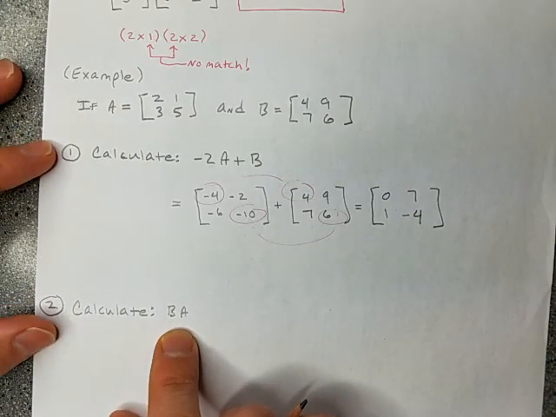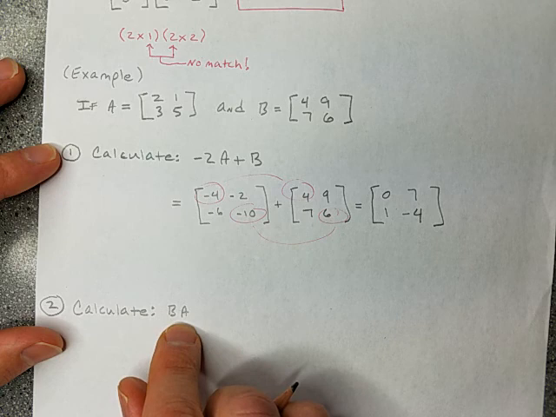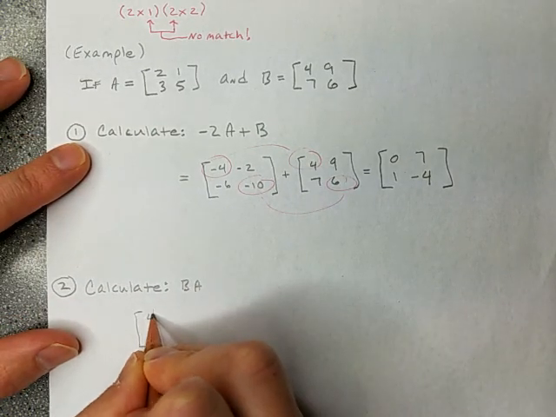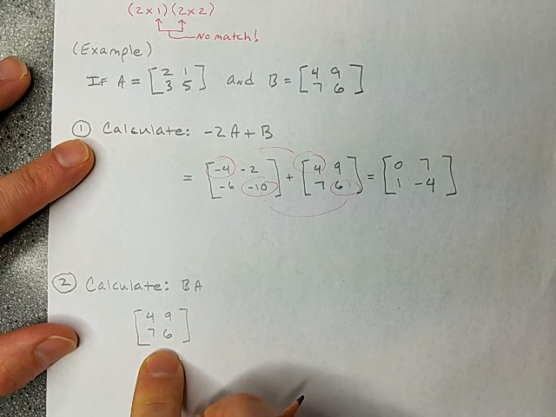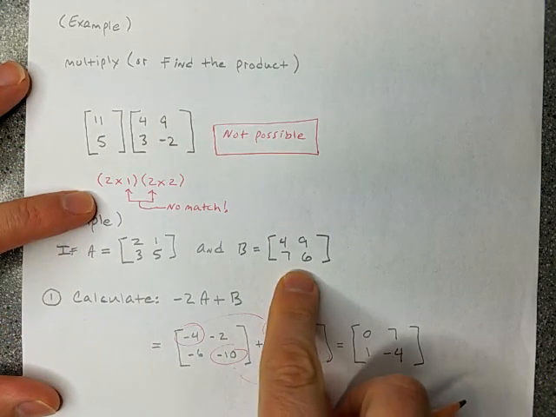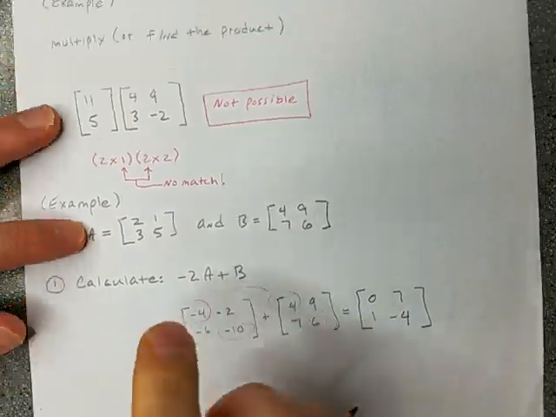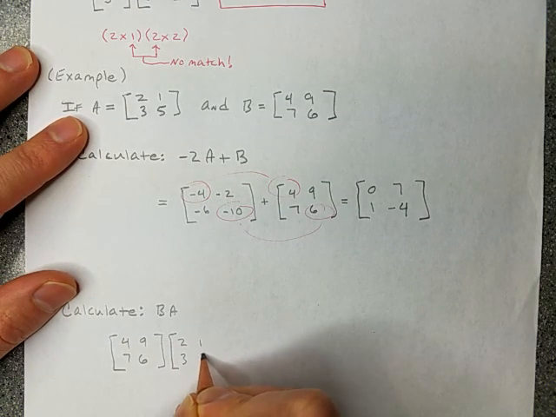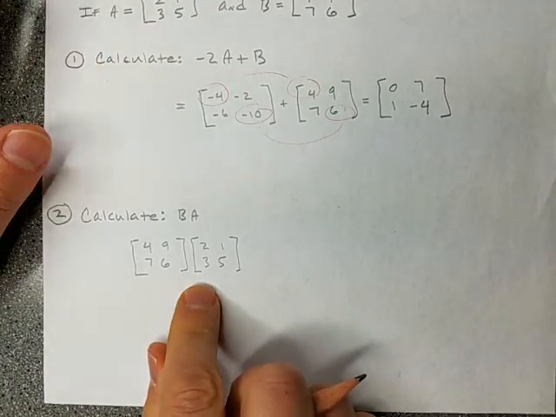So the second part of my question says, can you calculate matrix B times matrix A? All right, so let's see. Matrix B, let's write it out like this. That was 4, 9, 7, and 6, right? Times matrix A. That's going to be 2, 1, 3, 5. Okay. Can these even be multiplied?